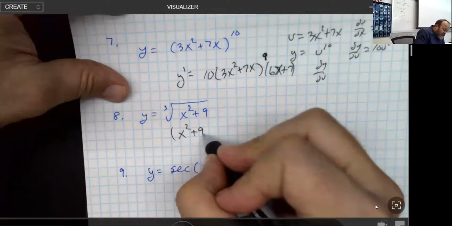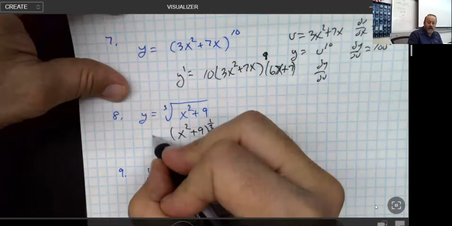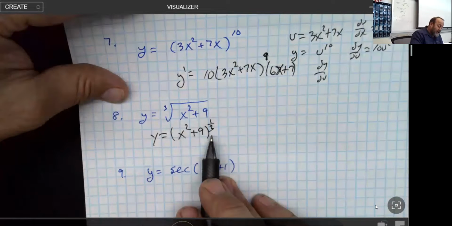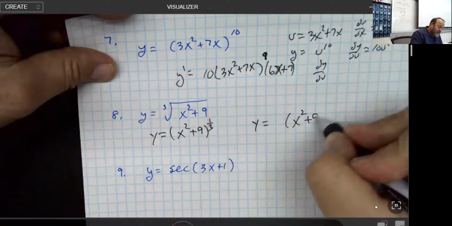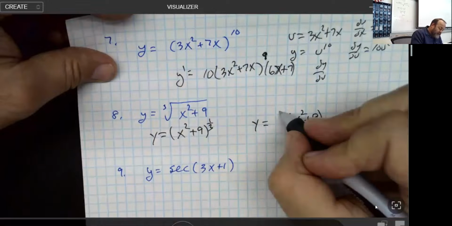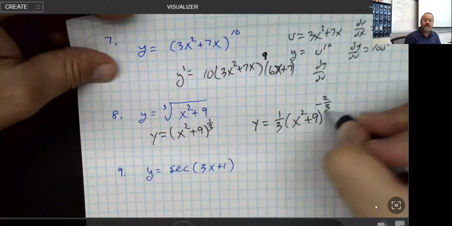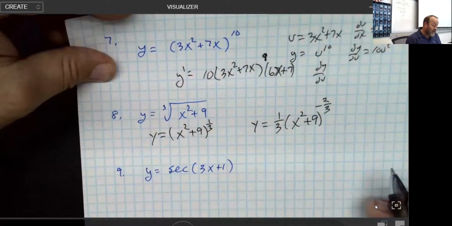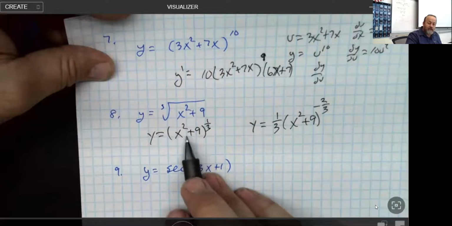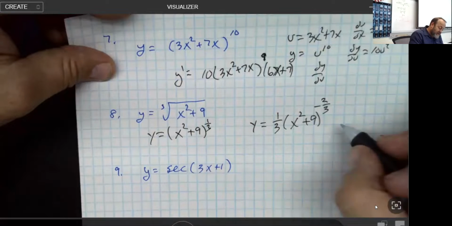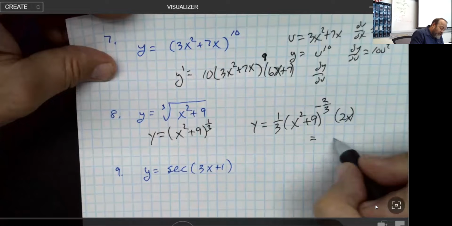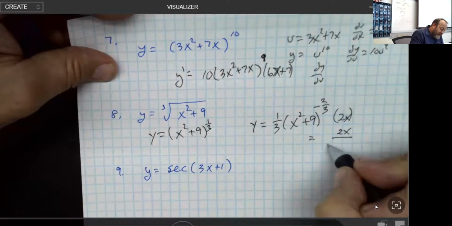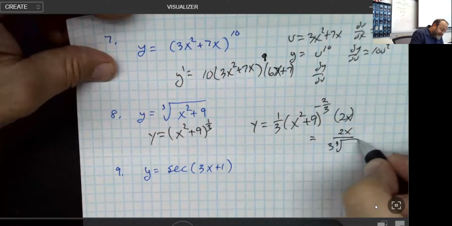So if I were to express y as all of this stuff to the 1/3, if I were to take the derivative of the outer function, that 1/3 is going to pop in front. We're going to reduce that exponent by exactly 1 unit. Then we're going to multiply by the interior portion of that, which gives me 2x. And it's always a good idea, if you can, to simplify things just a little bit.